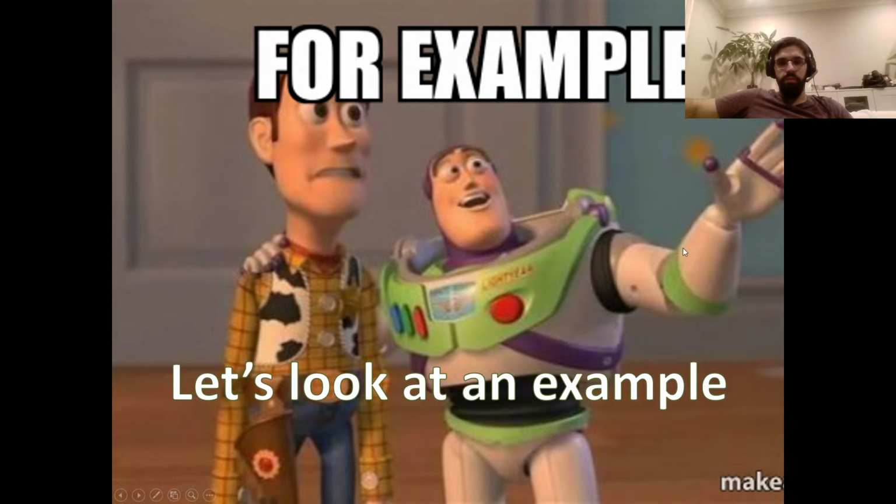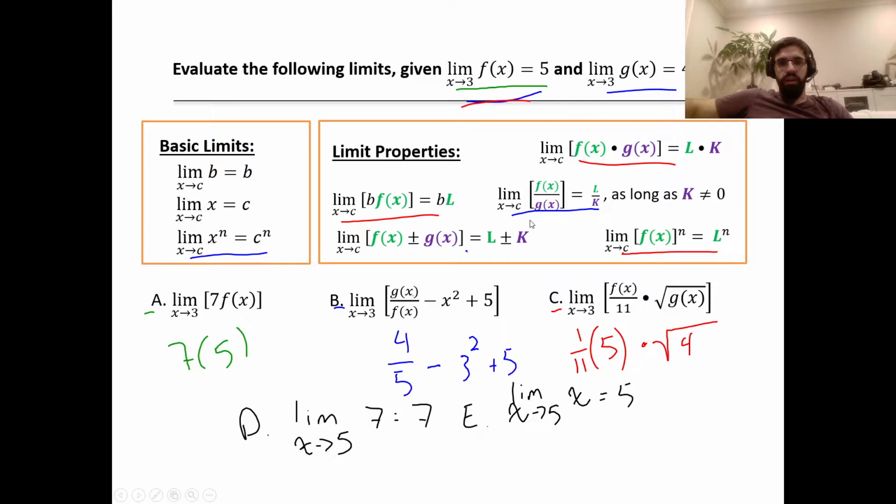Let's look at some examples. So just to have our basic limit rules and our properties on hand, we're going to evaluate the limits as examples A, B, and C. The examples all use the limit as x approaches 3 of some function f of x is going to be 5, and the limit as x approaches 3 of some function g of x is going to be 4. So we're going to use these numbers for these examples.